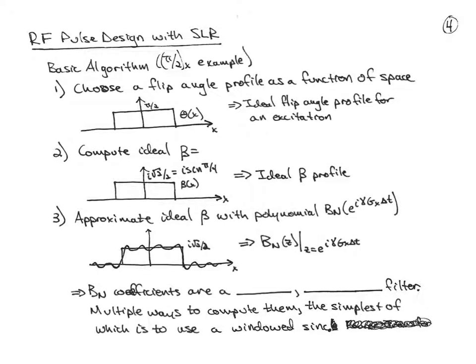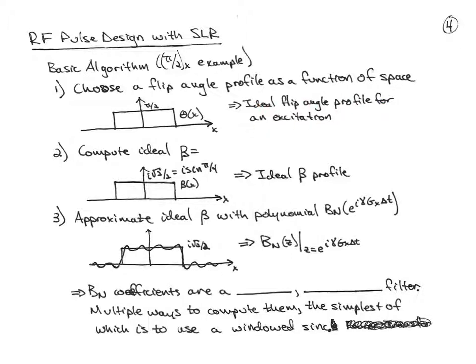So now that we have the inverse SLR transform, we can specify an overall algorithm for RF pulse design with the Shinnar-Le Roux method. So the basic algorithm, here I'm illustrating a pi over 2 rotation, or a 90-degree excitation pulse, around an x vector. The first step is to choose a flip angle profile as a function of space. So ideally we'd always be exciting a rectangular function. Here's the excitation flip angle. This gives us the rotations that we want as a function of space. So here's the ideal flip angle profile for an excitation.